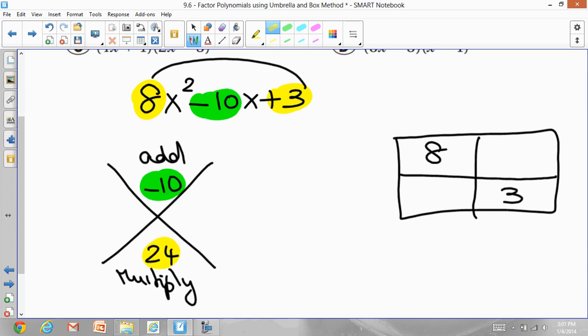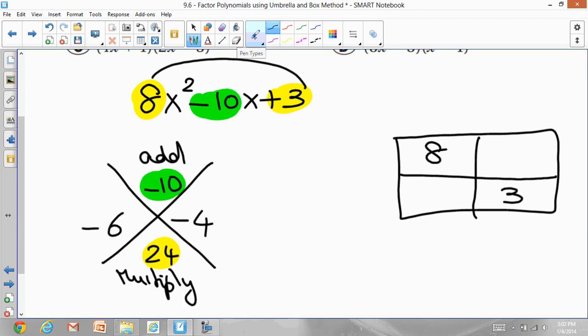a 24. So now you need to think, 24, what two numbers multiplied will give you a 24? So 8 and 3 will give you a 24, but that will not give you a 10. 6 and 4 will give you a 24, so I'm going to put a 6 and a 4. 6 multiplied by 4 gives you a 24, but 6 added to a 4 is not going to give you a negative 10. So I'm going to change my signs to a negative and a negative. Double checking things. Negative 6 multiplied by negative 4 gives you a 24. Negative 6, when you add to a negative 4, you are going to get a negative 10.